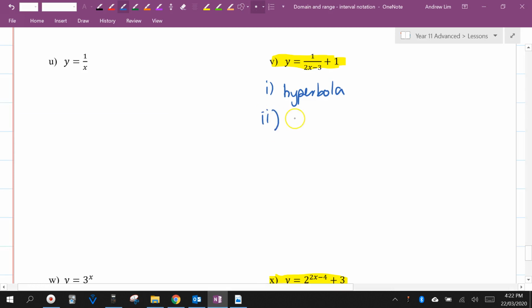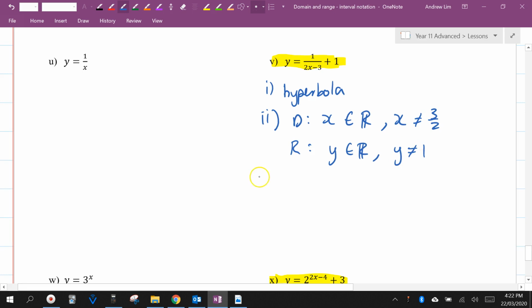So the domain is x is an element of all real numbers, except that x cannot be 3 over 2. And the range is y is also an element of all real numbers, except that y cannot ever equal 1.